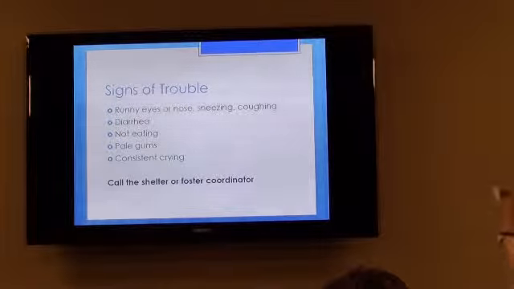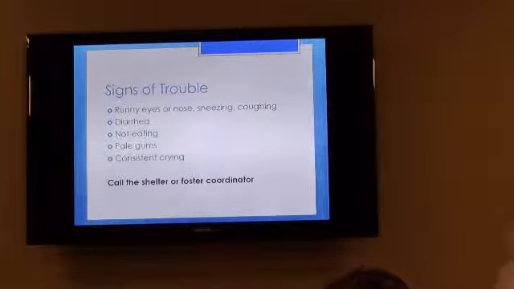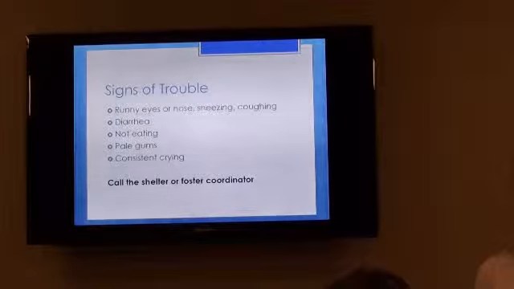We've had kittens get dehydrated and die just because they had diarrhea, and it's not anything to mess around with. So that's something you really need to pay attention to, as well as not eating. They cannot go very long without eating.